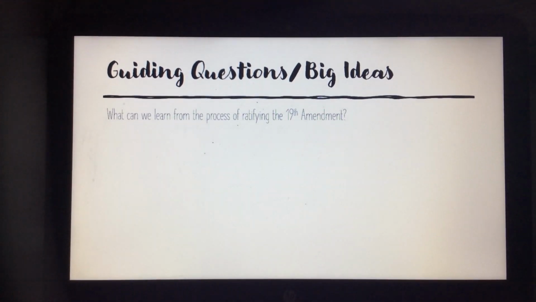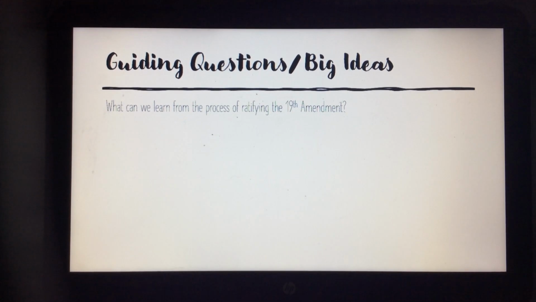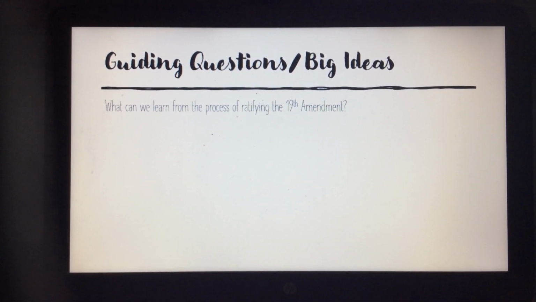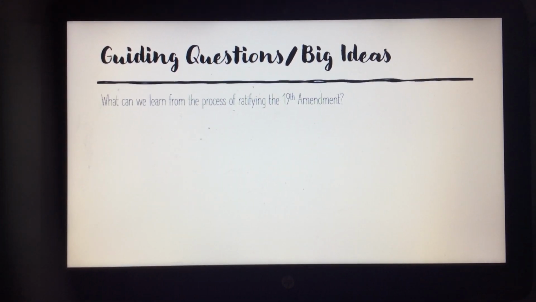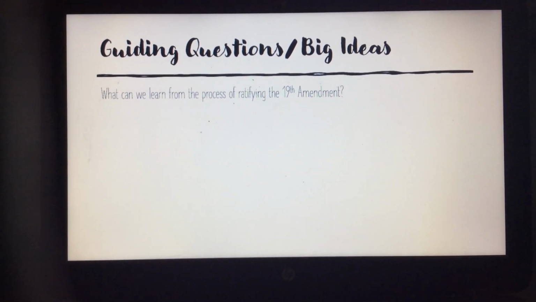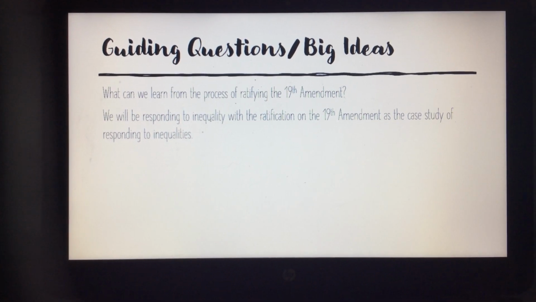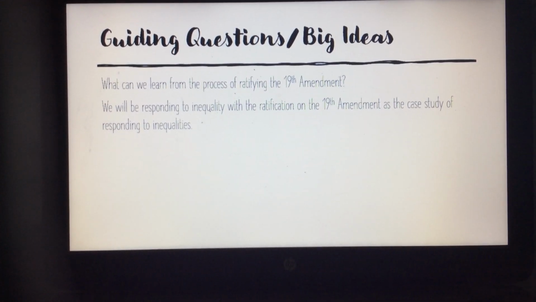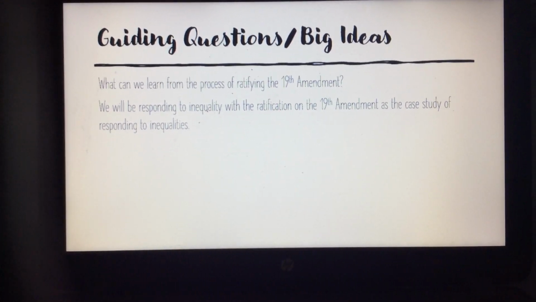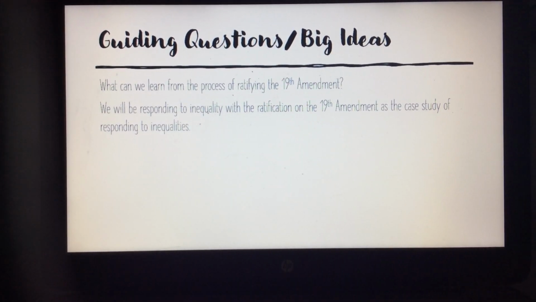All right, our guiding questions are big ideas. Okay, we know that our guiding question is, what can we learn from the process of ratifying the 19th Amendment? Okay, we will be responding to inequality with the ratification on the 19th Amendment as the case study of responding to inequalities.